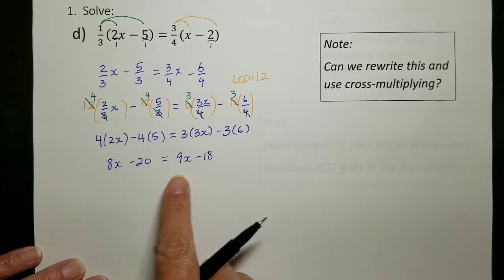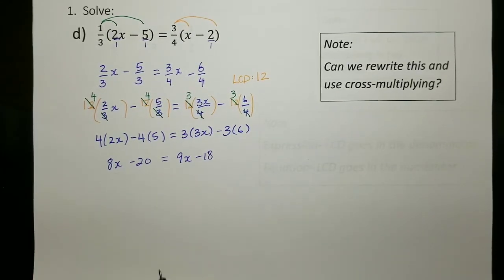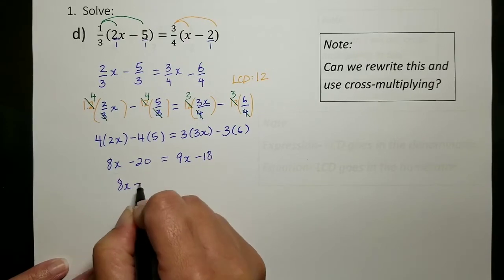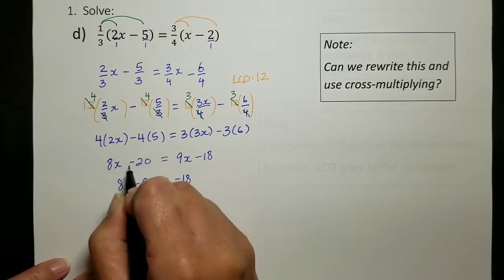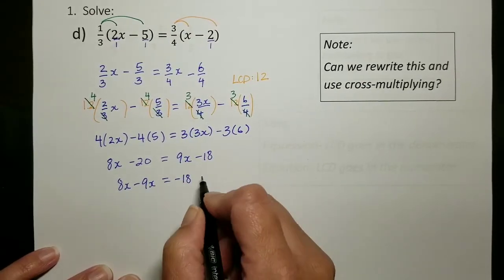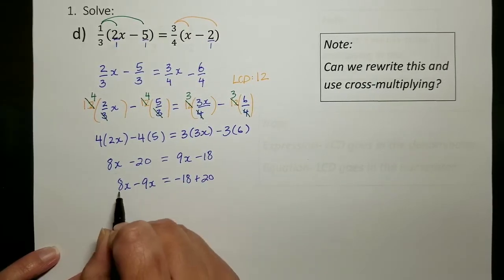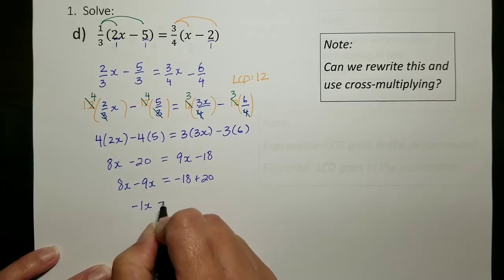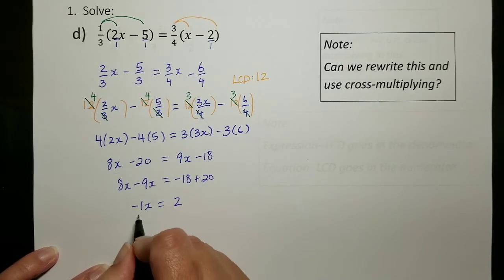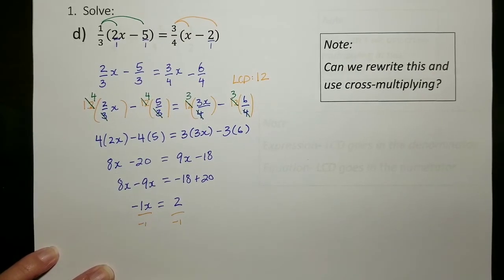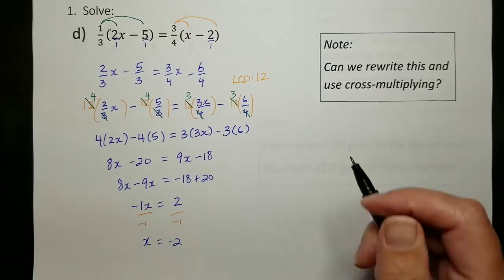Now going through, remember x is to the left, numbers to the right. I've got 8x minus 9x equals negative 18, and then the negative 20 will be plus 20. 8 minus 9 is negative 1x equals 2. And then I'm going to divide by negative 1 to get x equals negative 2.